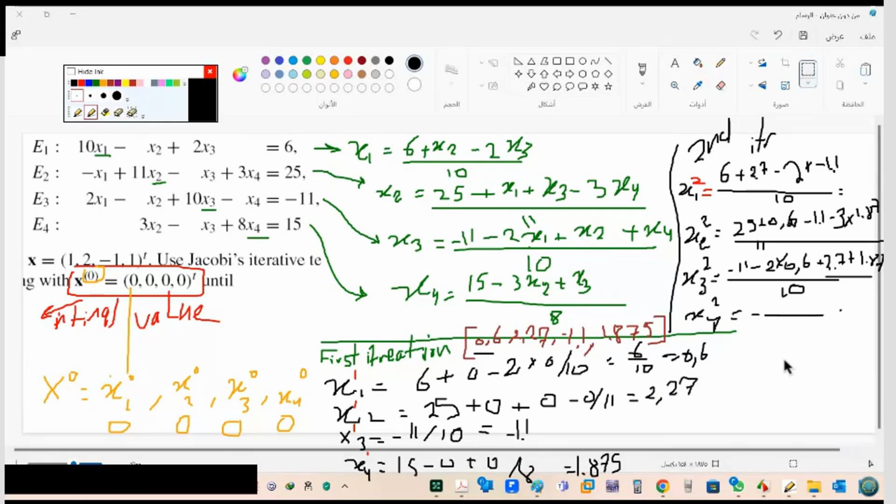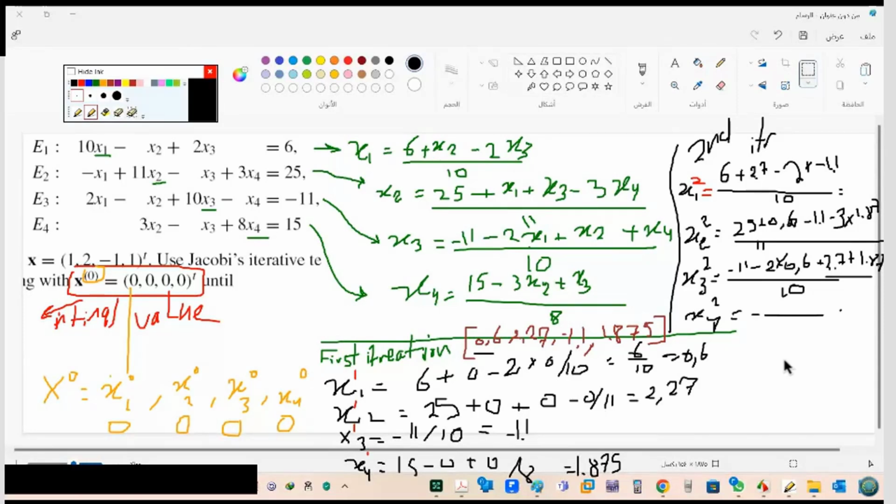So as you see here, now we have a key point. This method is the Jacobi method. In Jacobi method, take this trick: you will finish all the block, then use the values in the next step. You will finish all the block. So first of all, I start with the block 0, 0, 0, 0, using 0 for x1, x2, x3, x4. Then I get the values 0.6, 2.27, minus 1.1, 1.875. I didn't use them at the same time. I wait and I use them for another iteration, the second iteration.